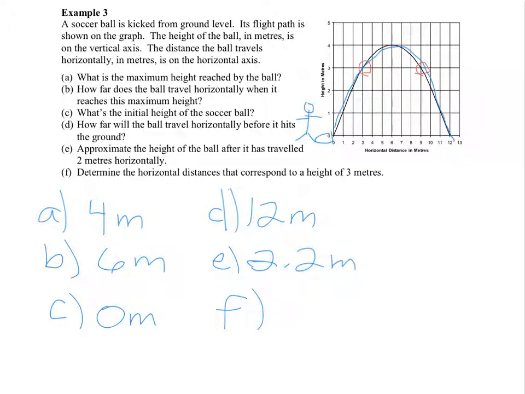If we just draw our line down, that gives us 3 meters and 9 meters. So the ball has a height of 3 meters at 3 meters horizontally and 9 meters horizontally.